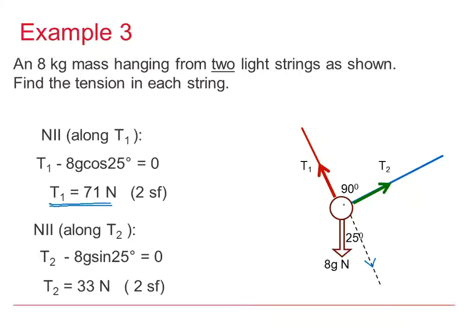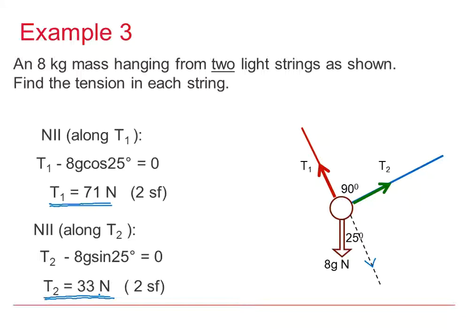I could have also done Newton 2 in the direction of T2 to exploit this right angle, so that would have been a positive T2. How much of the 8G is acting in that direction of T2? That would have been 8G sine 25, and it would have been acting in the opposite direction. Notice T2 doesn't occur in this first method because of the right angle, and T1 doesn't appear in this second method because of the right angle. And again, it gives us a very quick, efficient way of finding T2.